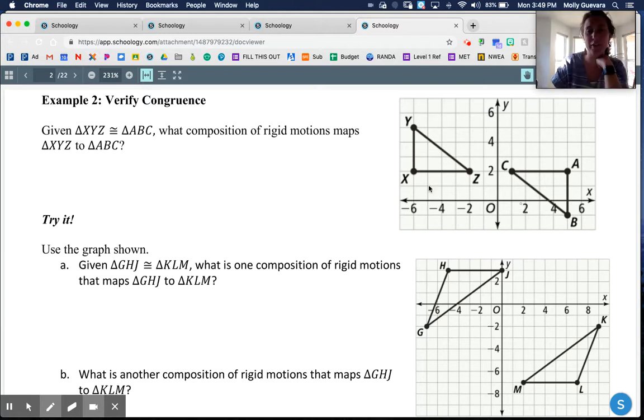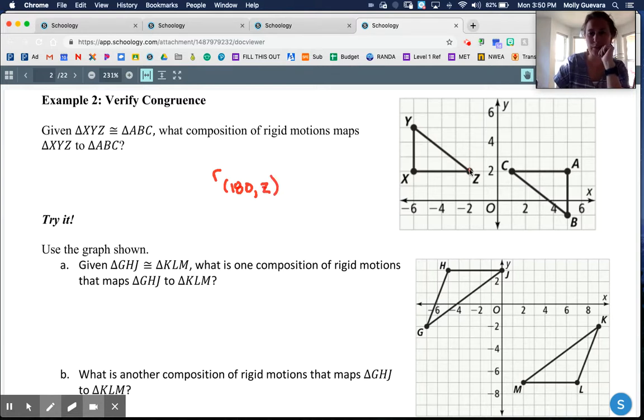So I'm trying to figure out what did I do to go from XYZ to ABC. The first thing that I see is that I want this tip to be facing down. So I either need to reflect it and then reflect it again, or rotate it. What I'm going to do is rotate it 180 degrees around Z.